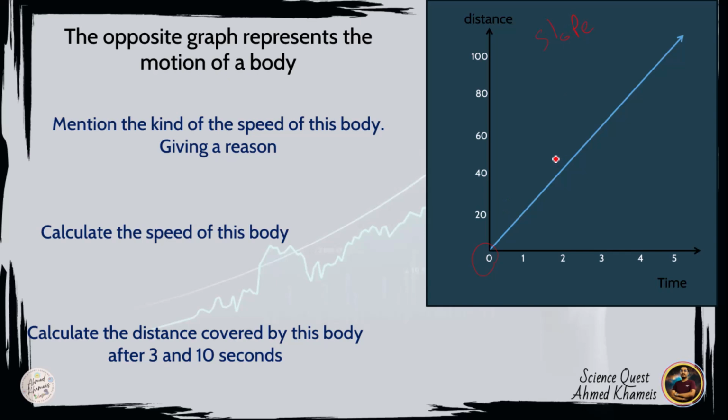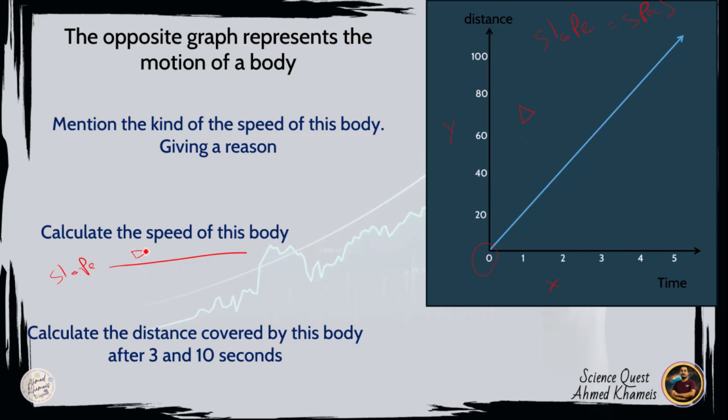So the slope of the distance-time graph equals speed. To calculate the slope, we get the difference on the y-axis over the difference on the x-axis. The difference we refer to with this little triangle known as delta.